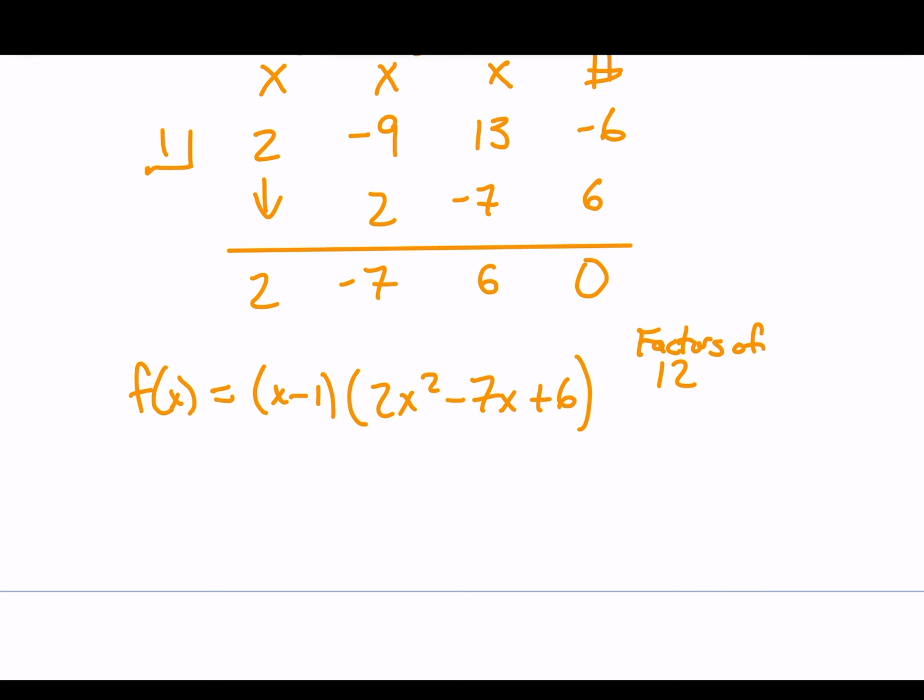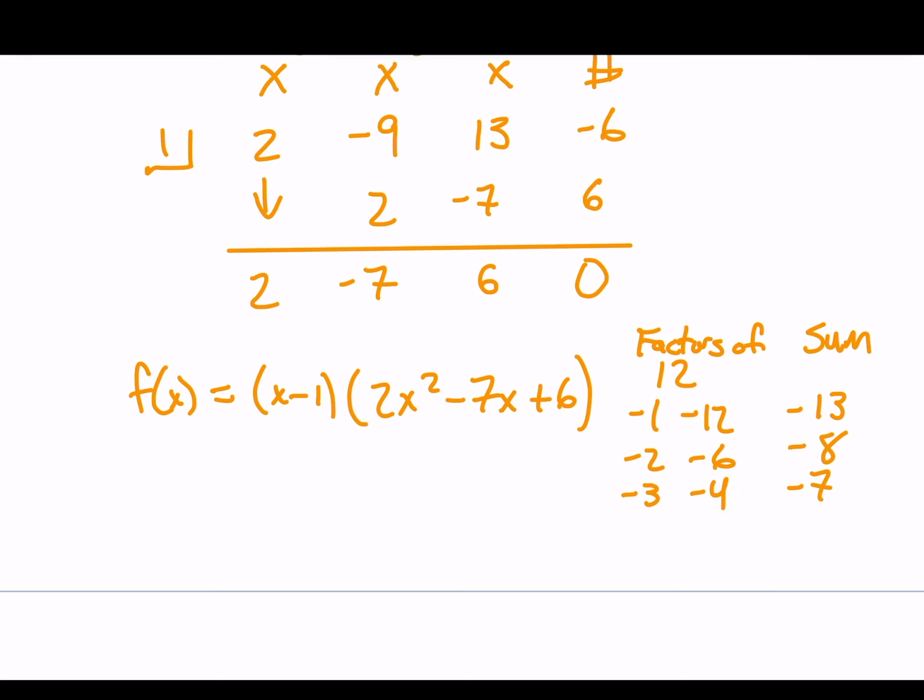And it gives us a negative value, so both factors have to be negative. So negative 1 and negative 12, negative 2 and negative 6, negative 3 and negative 4. Those are our factors. The sums: negative 1 and negative 12 are negative 13, negative 2 and negative 6 is negative 8, and negative 3 and negative 4 gives us negative 7. So the factors that we want are negative 3 and negative 4.